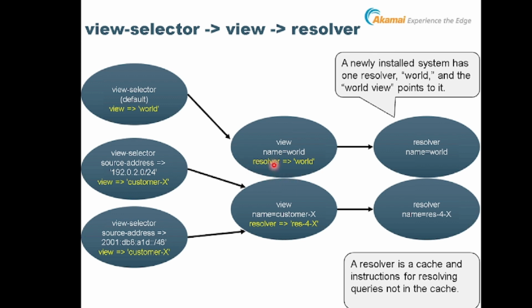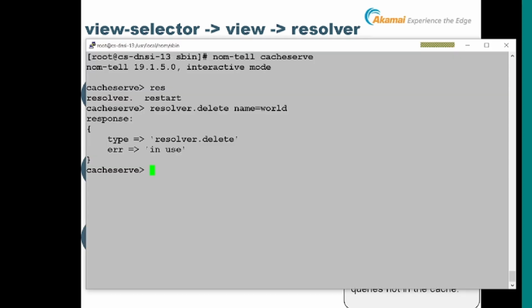You see in the yellow text here, the resolver called world is here. If I delete that, then this view is disabled, and we don't allow that to happen. So I'm going to start on the other way. I'd like to delete this entire chain to see what happens if there is no view selection, no view, no resolver. So I'm going to start on the other end, and I am going to remove the magic view selector.